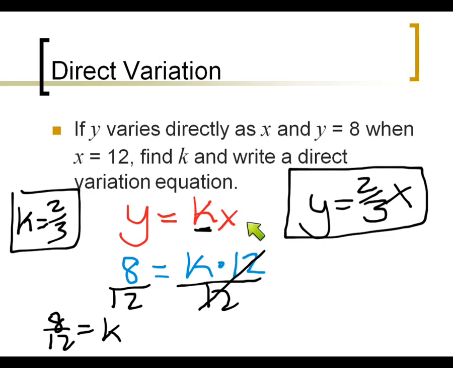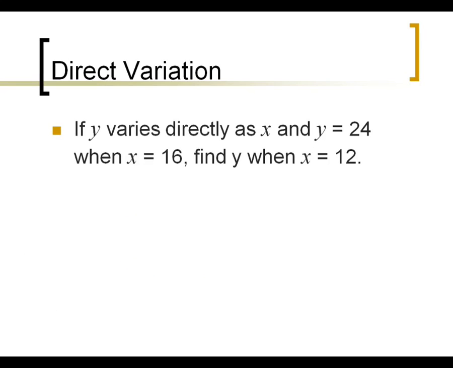I started with y equals kx. I plugged in y and x. I found out what k is. And then I just wrote my equation based on having k. Does that make some sense? Any questions on this one? Let's look at another here.